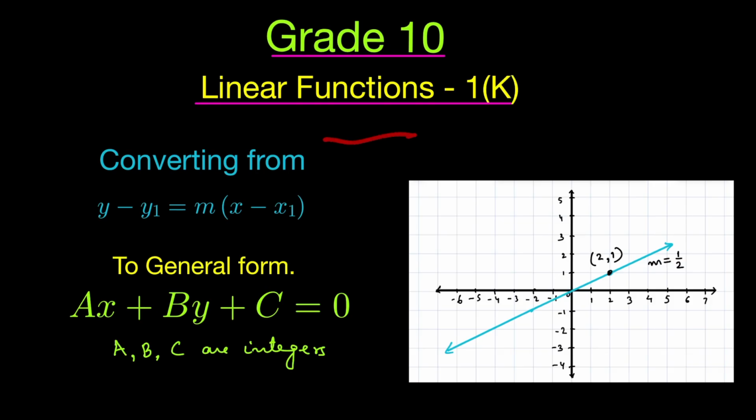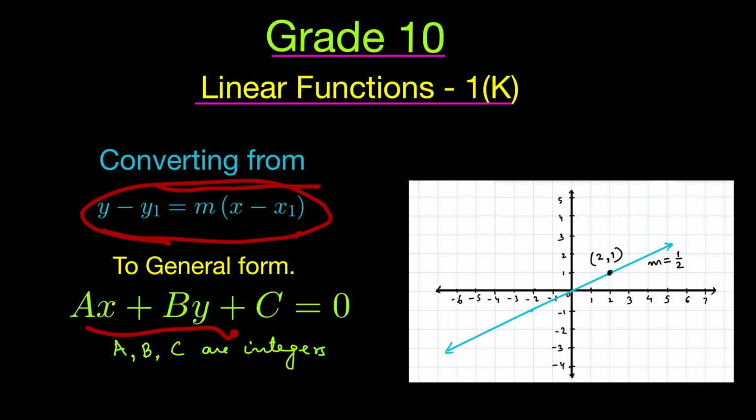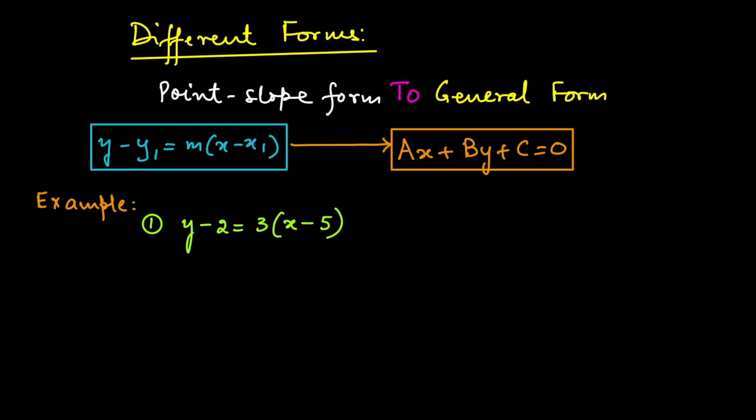So in this video, we will learn how to convert the equation y minus y1 equals m times x minus x1 into the general form ax plus by plus c is equal to 0. A, b, c are integers here. So first we start with the point slope form to the general form.